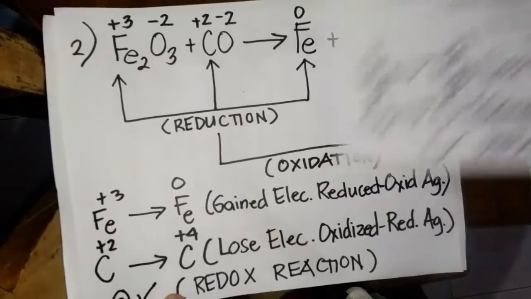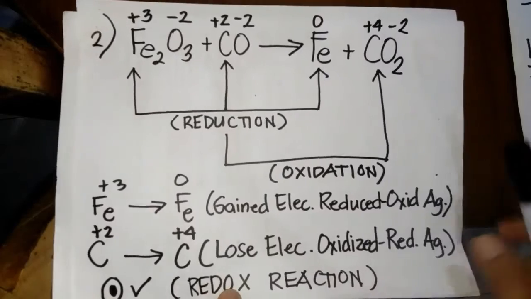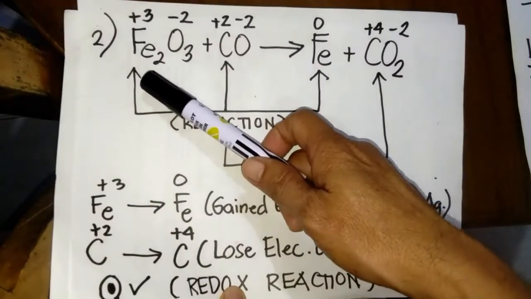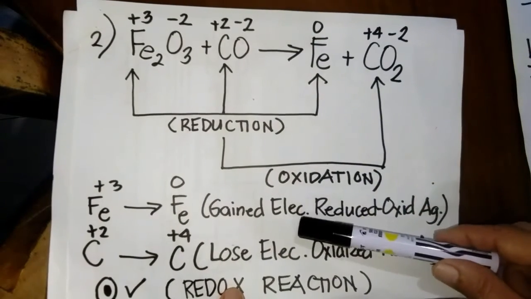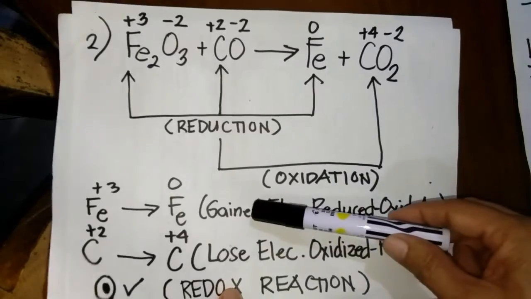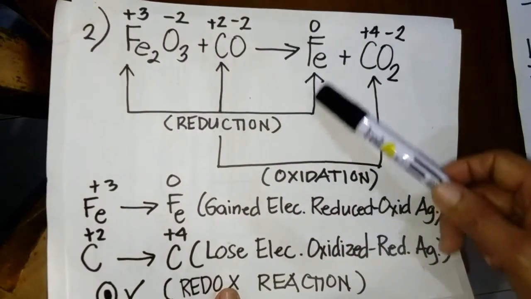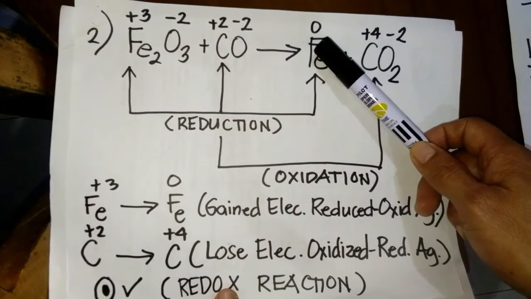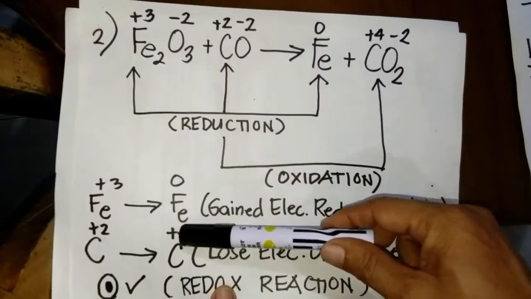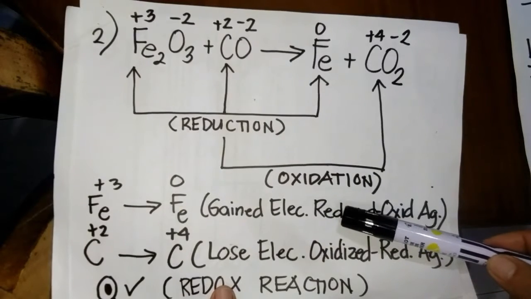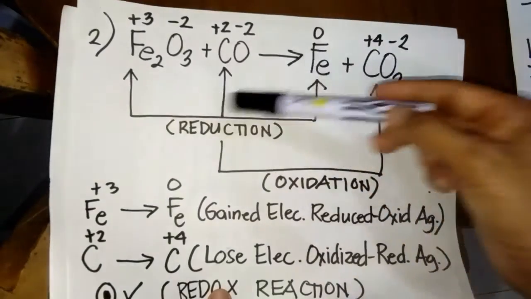Okay, so example number 2. This is quite different. Fe2 is positive 3, and here in the product side it is 0. So iron is now our oxidizing agent. Why? Because it gained electrons from positive 3 to 0. Do not be confused with our rules earlier. This reduction is GEROA. Gained electron is reduction or reduced. Therefore, iron is our oxidizing agent in the reactant side here.